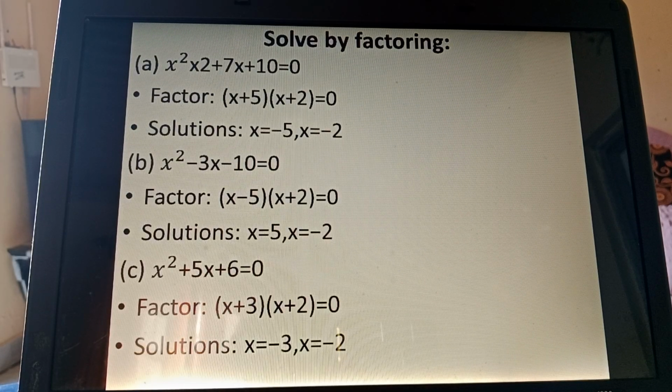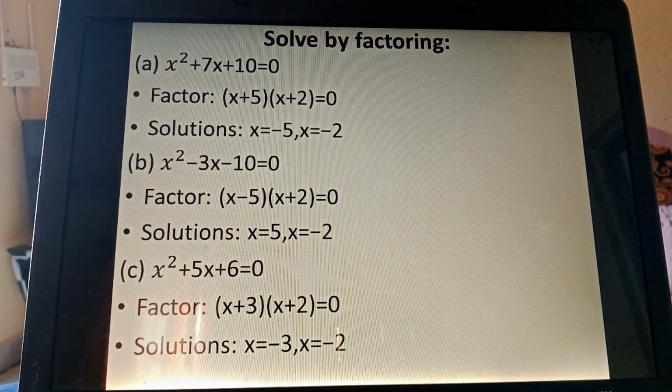The guided equations which were in the video earlier required to be solved by factoring. The question was x squared plus 7x plus 10 is equal to 0. The factors are (x plus 5)(x plus 2) equals 0. Solutions will become x is equal to negative 5, x is equal to negative 2.